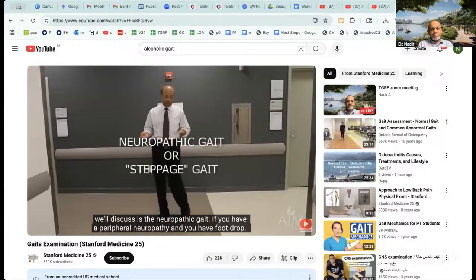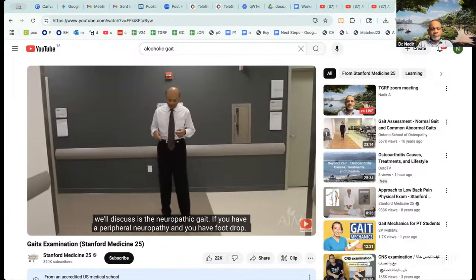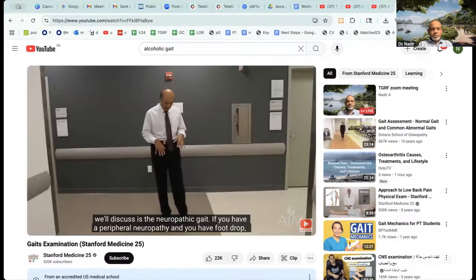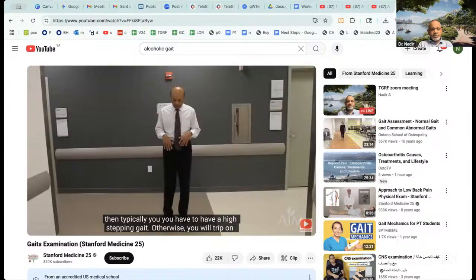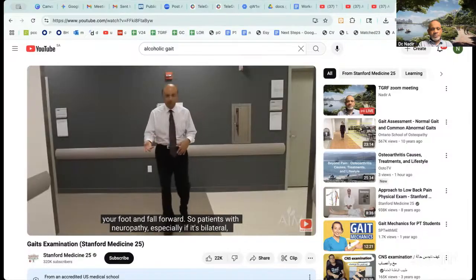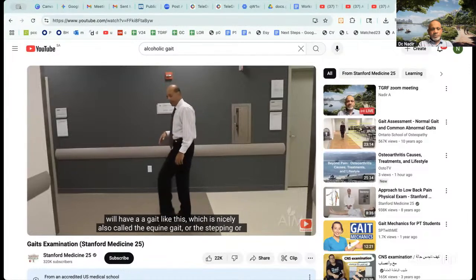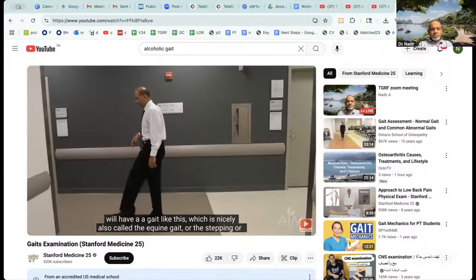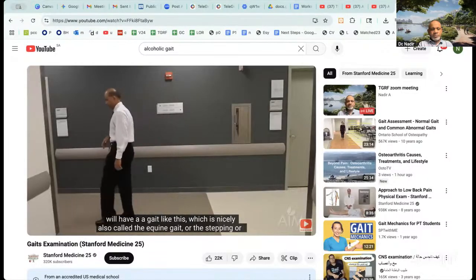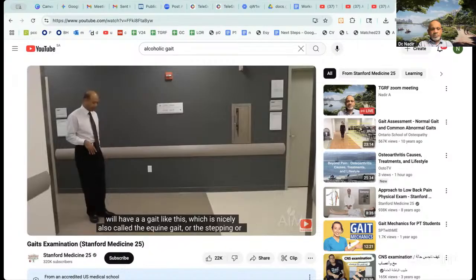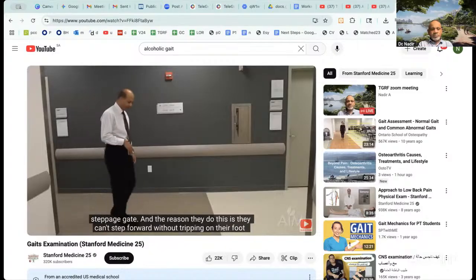Another gait that we'll discuss is the neuropathic gait. If you have a peripheral neuropathy and you have foot drop, then typically you have to have a high stepping gait. Otherwise, you will trip on your foot and fall forward. So patients with neuropathy, especially if it's bilateral, will have a gait like this, which is nicely also called the equine gait or the stepping or steppage gait.